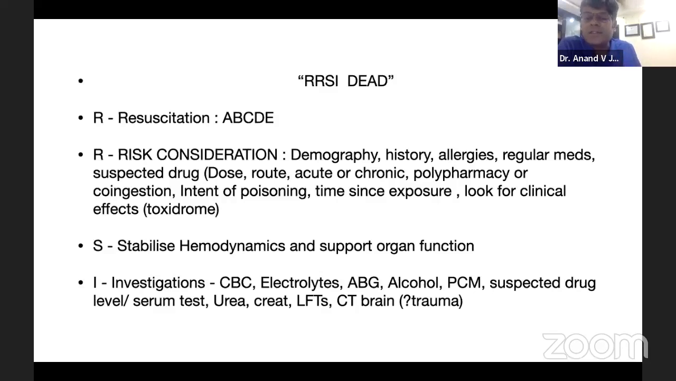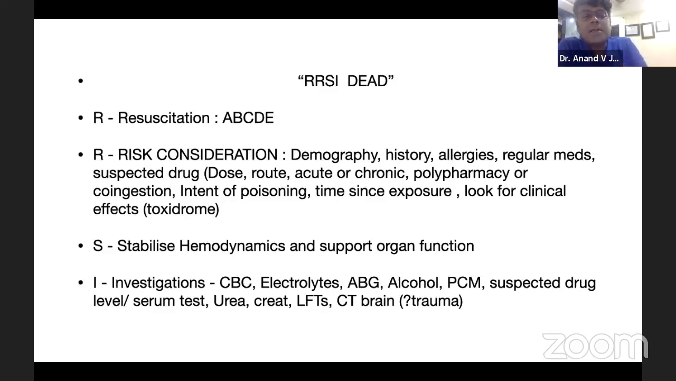Urea, creatinine, LFTs, CT brain. Don't forget about trauma that may have happened. If it was suicidal intent, he would have taken the poison and jumped from somewhere or banged his head. We don't know, so that also you have to consider. There is one more important thing which I forgot to mention here, which is an ECG. Calcium blockers, beta blockers, SSRIs, antipsychotics, all those things can cause QT prolongation, torsades, and all sorts of arrhythmias. Those you need to keep in mind.